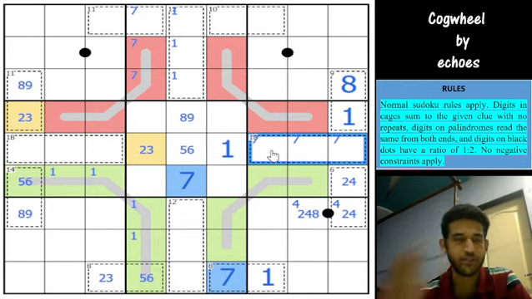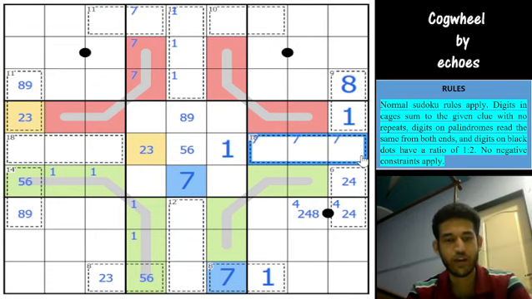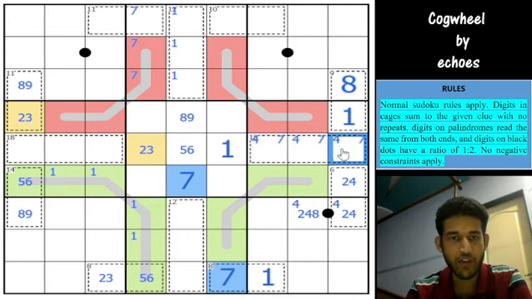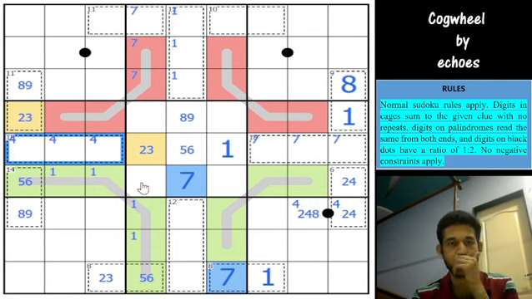Basically everything seems possible. I can't have a 4, guys. This is superb. If you have a 4 here, 4 plus 7 is 11, and you need one more 7 to get to 18. So 4 can be eliminated, and 4 is not here, so that gives me a 4 here.